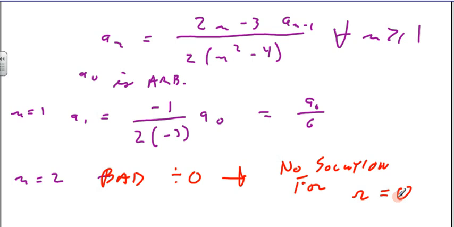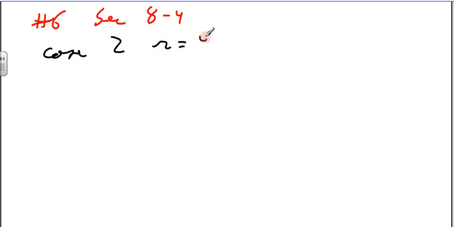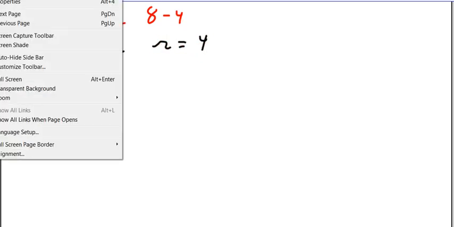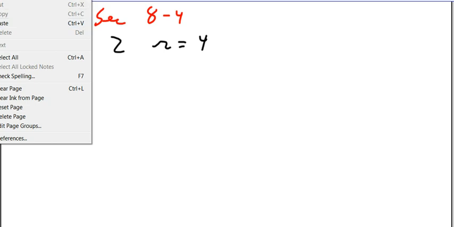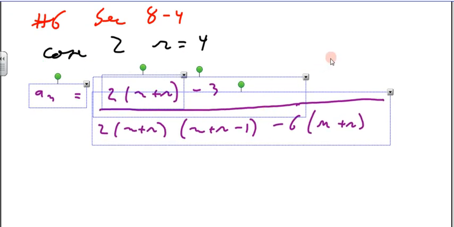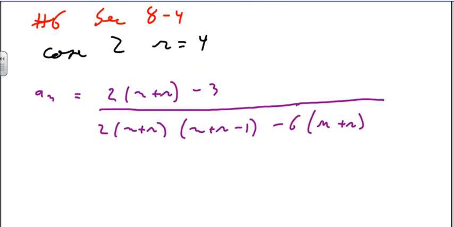So now I'm looking for the r is equal to 4 solution. Number 6, section 8-4, case 2. r is equal to 4. And I think we can edit, paste this guy in. And we know we made a mistake, so we'll correct it. And now we have r is equal to 4.